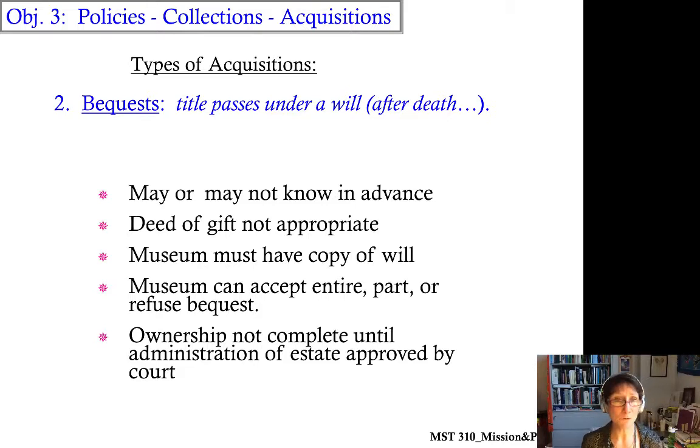In some cases, museums do not know in advance that they're going to be getting these objects. Hopefully someone has notified them, there's been some agreement, but sometimes it's unknown. So a deed of gift is clearly not appropriate in this case. What you want is a copy of the will. Now, that being said, if someone wills objects to a museum, the museum does not have to accept them. You can accept part of it, none of it, or the whole thing.